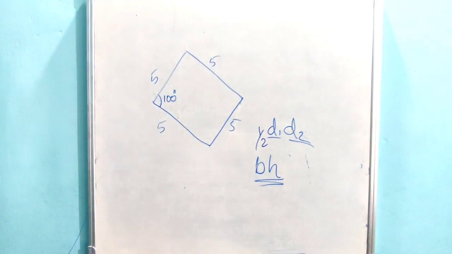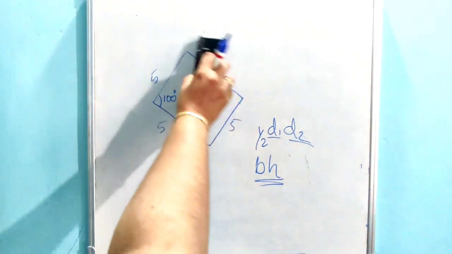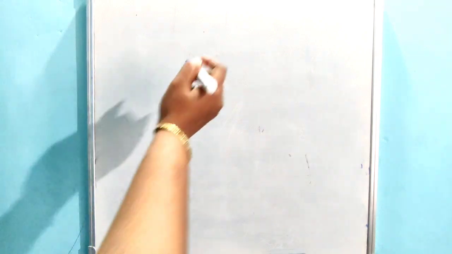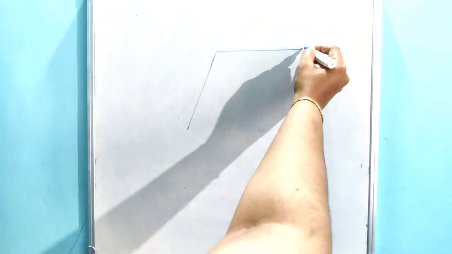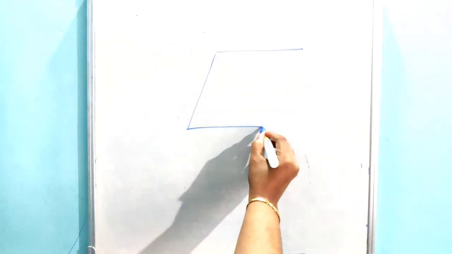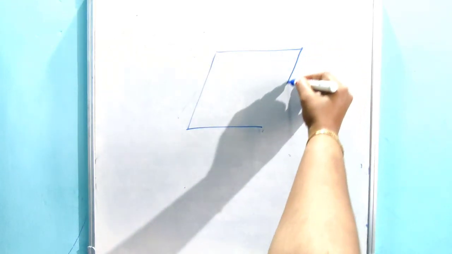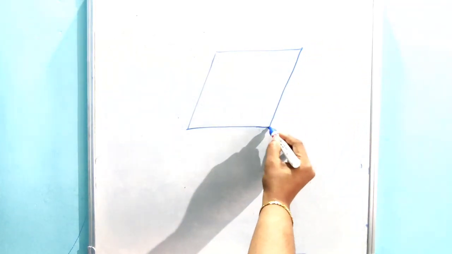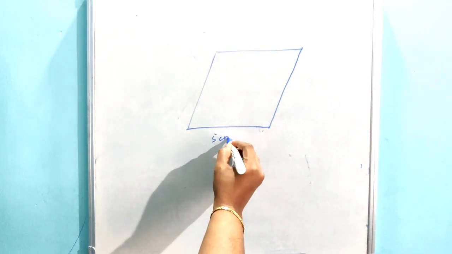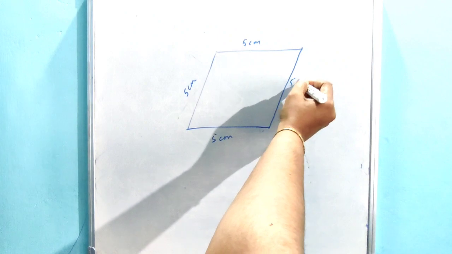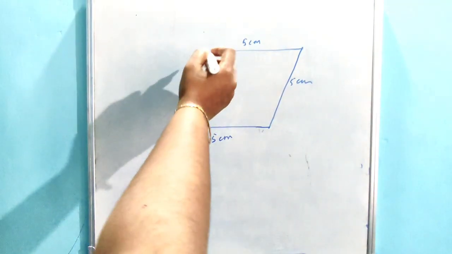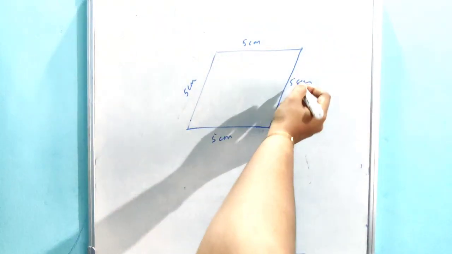Okay, so I just redraw this rhombus like this. For convenience I draw the rhombus like this. Okay, this is our rhombus. All the sides are 5 centimeter. This is 5 centimeter, 5 centimeter, 5 centimeter.